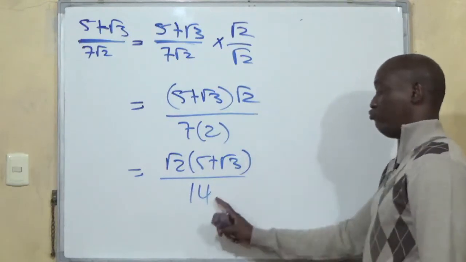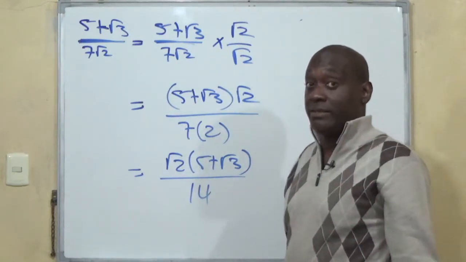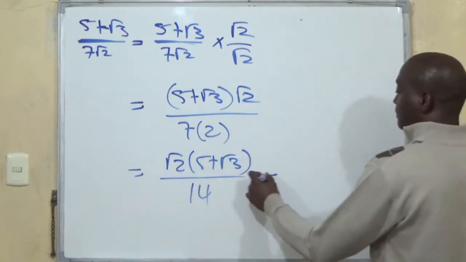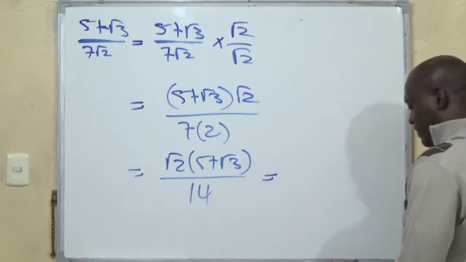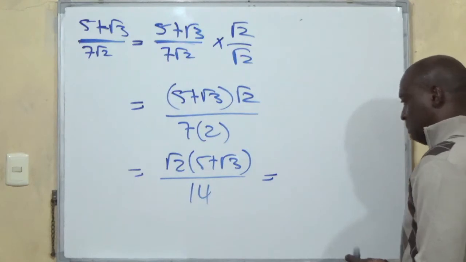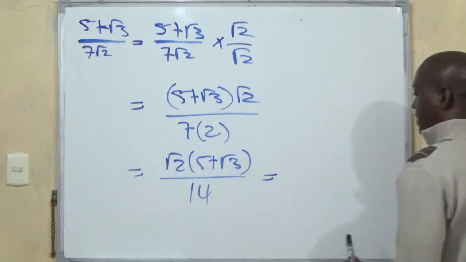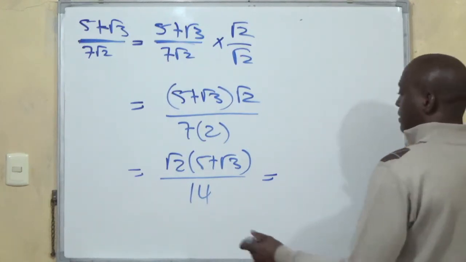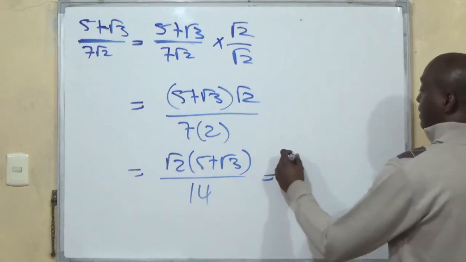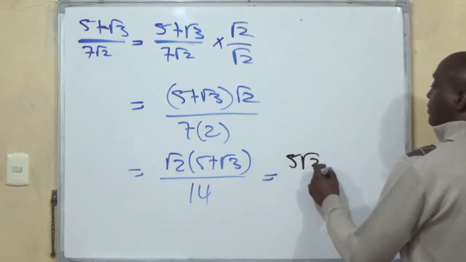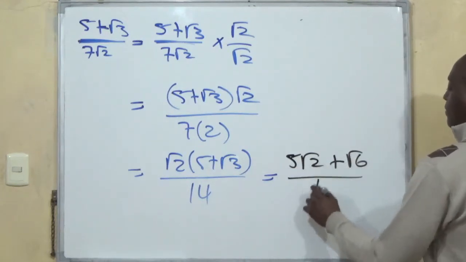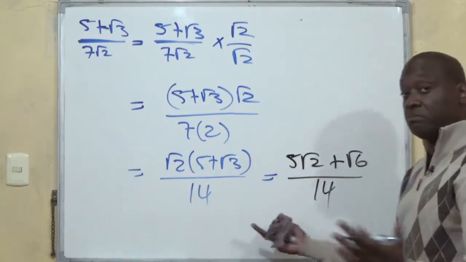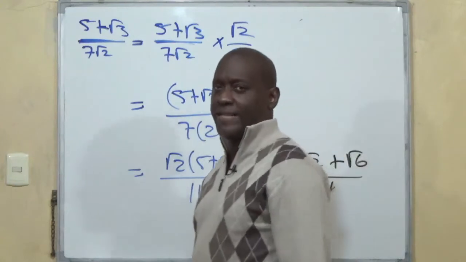See? Rational again. Alright? And again, just for the sake of instruction more than anything else, because you don't absolutely need to do this, if you multiply it out, you'll get 5 root 2 plus root 6 all over 14. So we rationalize.